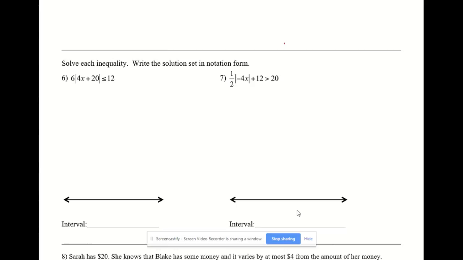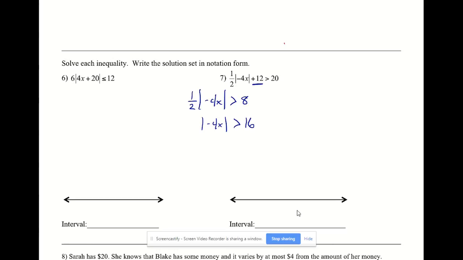Same concept. First thing we need to do is get rid of this 12. So we end up with 1/2 absolute value of negative 4x, greater than, subtracting 12 from both sides, 8. Now we're going to get rid of this 1/2. So absolute value of negative 4x is greater than 16. Multiply both sides by 2.